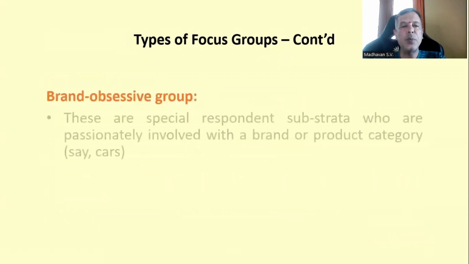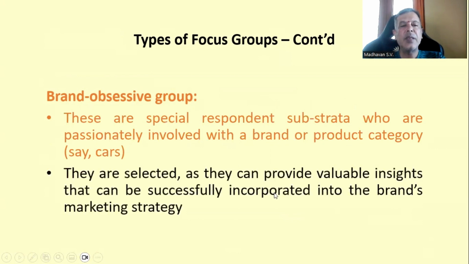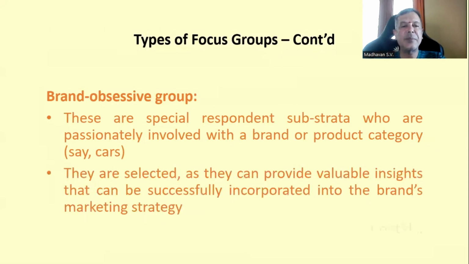Brand obsessive group. These are special respondent substrata, means subgroup, who are passionately involved with some brand or a product category. Maybe here the example we gave was cars. They are selected as they can provide valuable insights that can be successfully incorporated into the brand's marketing strategy.